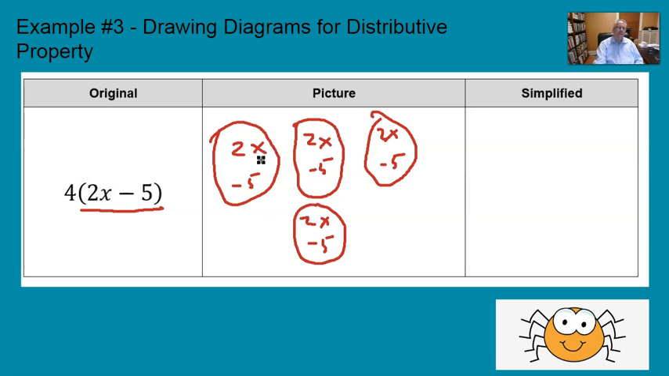Well, when I add up all the x's, 2x plus 2x plus 2x plus 2x, that ends up being 8x. And when I add up all the negative 5's, we have 4 of them, that ends up being minus 20. So I want you to notice that this 8x minus 20 is what we get if we multiplied 4 times 2x. 4 times 2x is 8x. We have 4 of each of these, 4 2x's and 4 minus 5's. And 4 times minus 5 is minus 20.